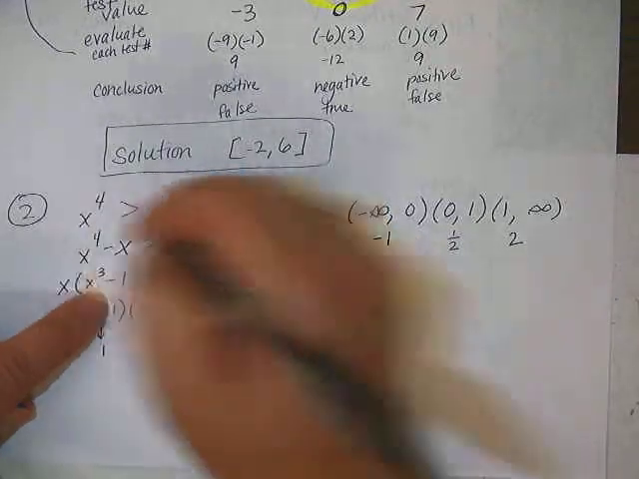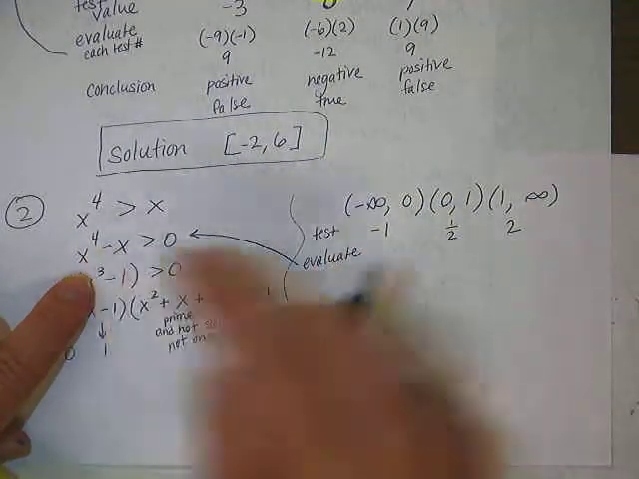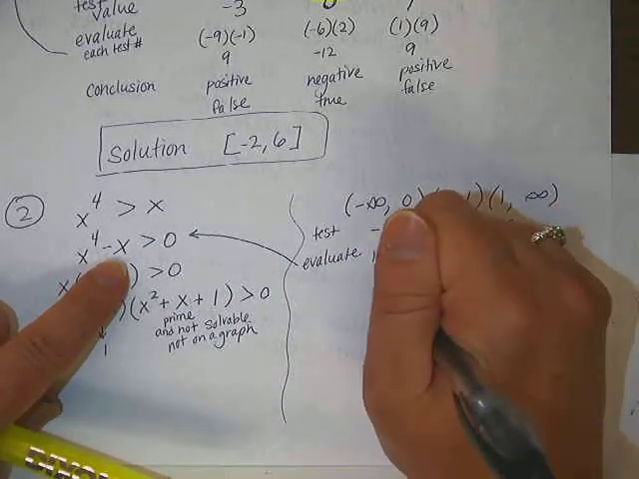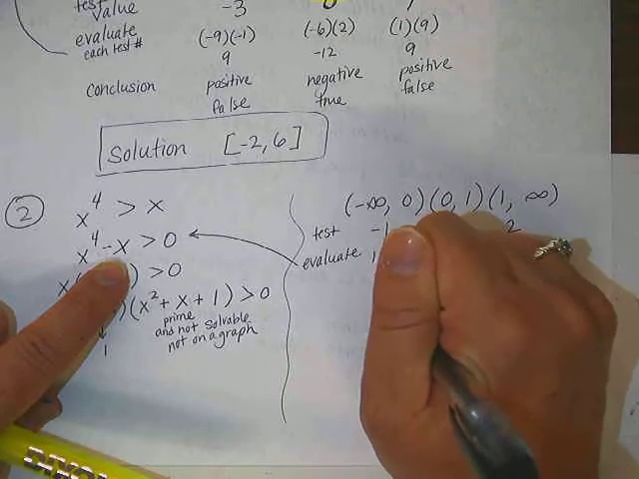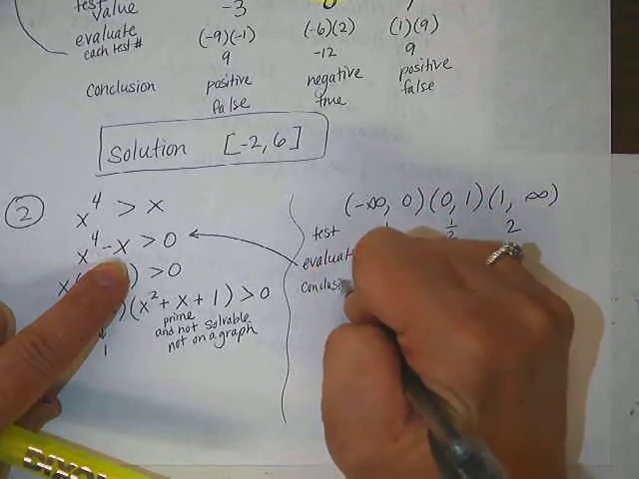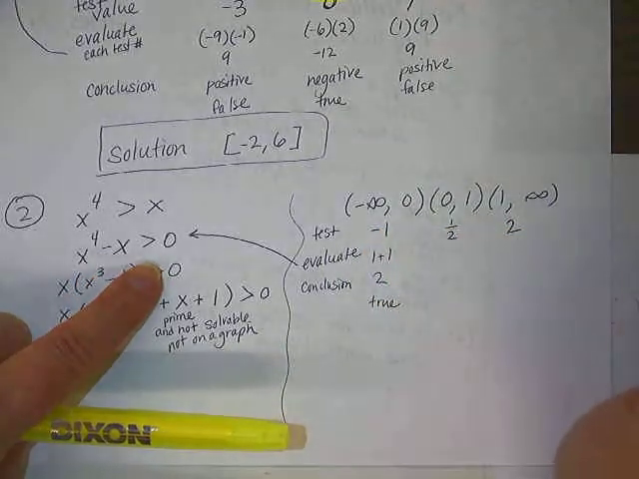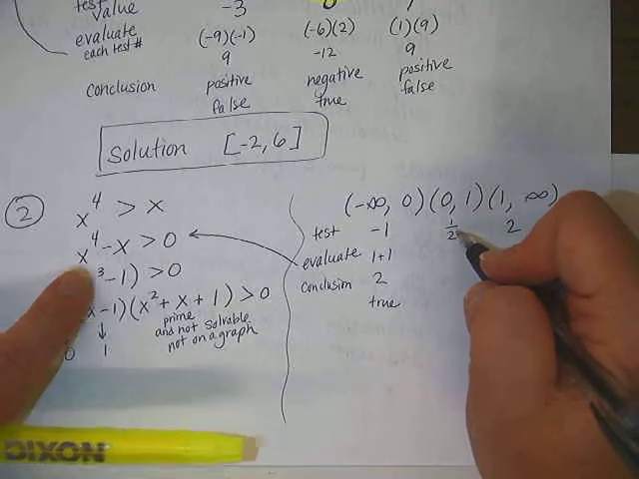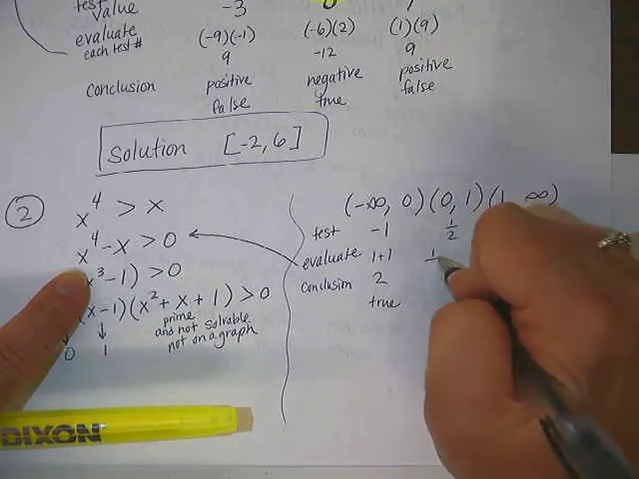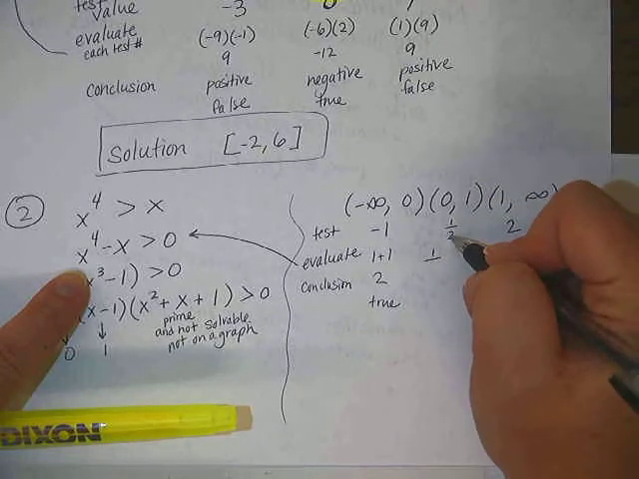Okay, let's go ahead and evaluate those. I would plug them into probably this step right here would be best. Okay, so we have a -1 to the 4th power, that gives us a positive 1, minus a -1, so that's plus another 1, so that's a positive 2, which is in fact greater than 0. So that one is a true result.